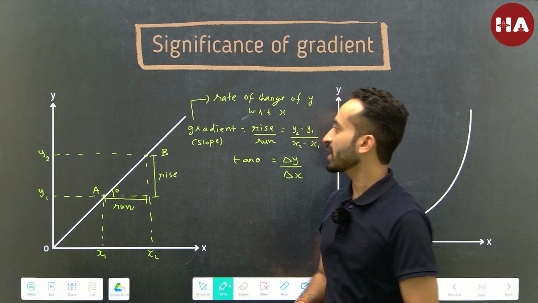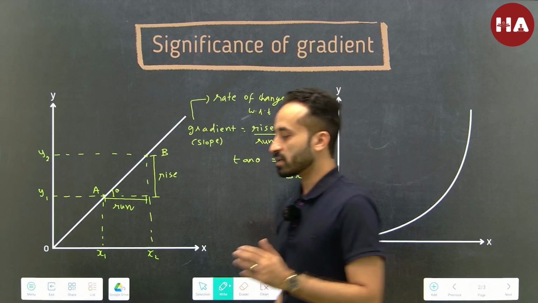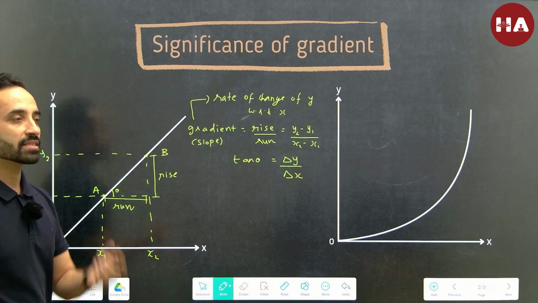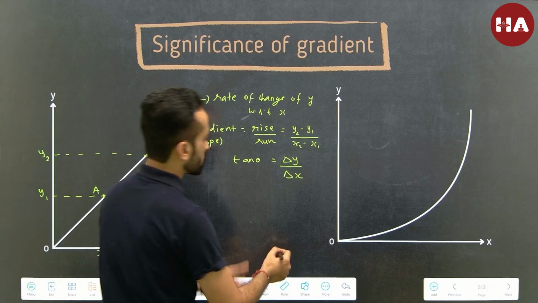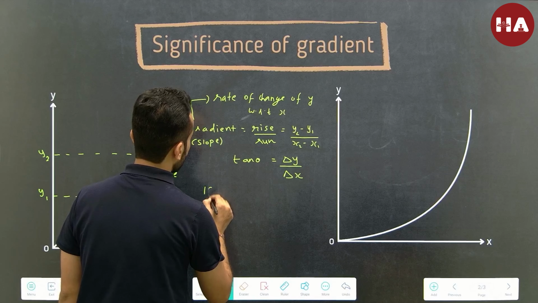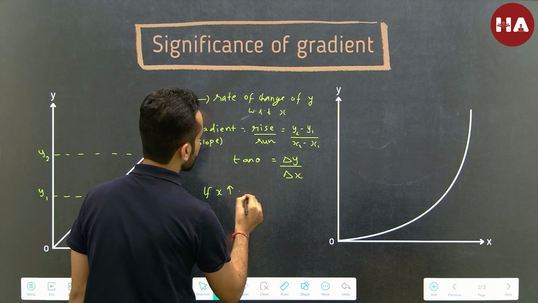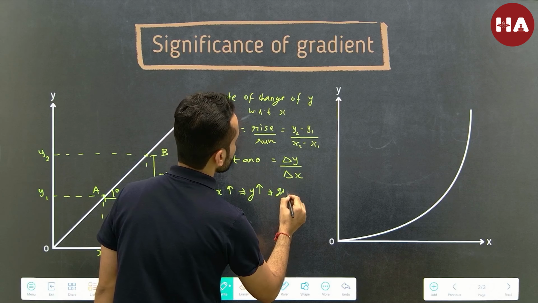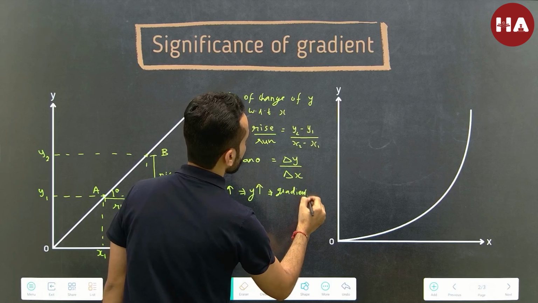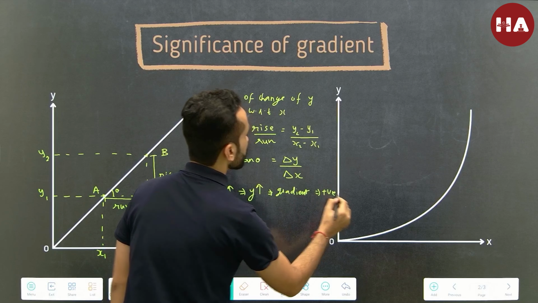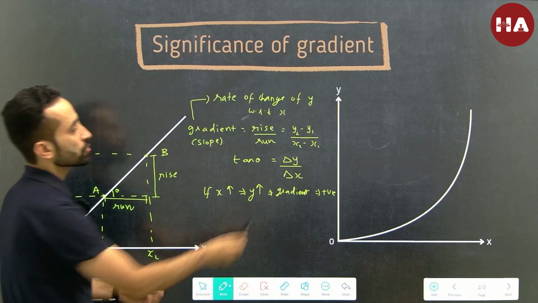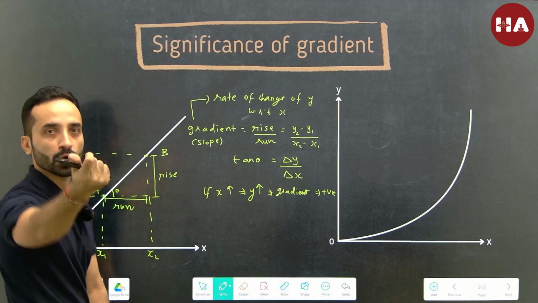So please keep that in mind, that gradient means the rate of change of y with respect to x. Please write this down. You can make one more note here, that if x increases, then y also increases. That means the gradient is going to be positive. Why do I say so? A positive change in x will cause a positive change in y. So both are positive, the ratio is positive.